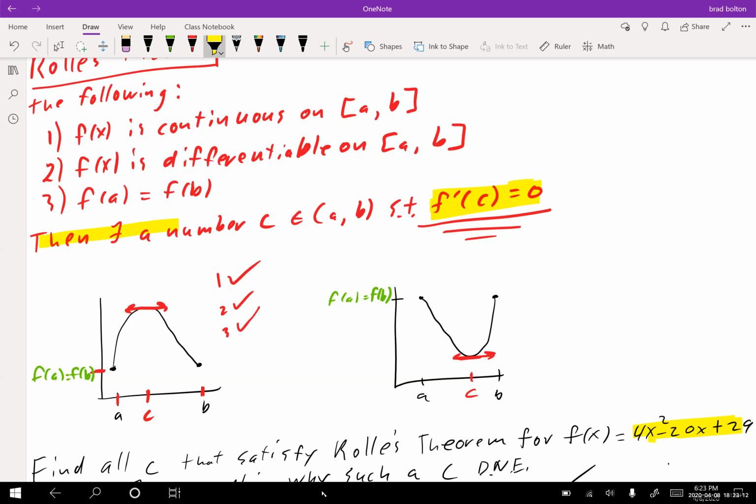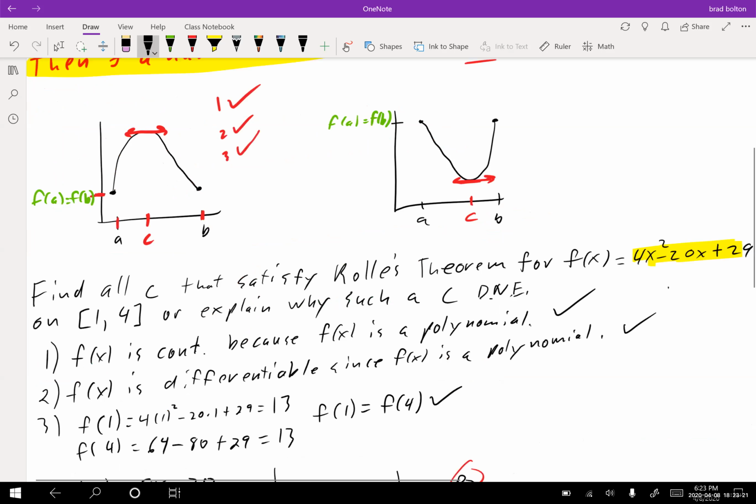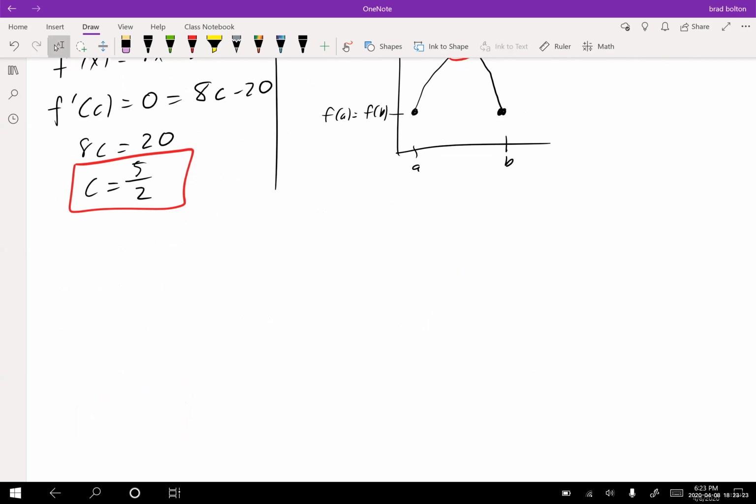This is the conclusion of Rolle's theorem. You aren't allowed to get this. You aren't promised this unless the top 3 things have been satisfied, okay? So that's the big deal with Rolle's theorem. You have to fulfill its 3 requirements, but then once you do, it promises you will find such a C, okay?